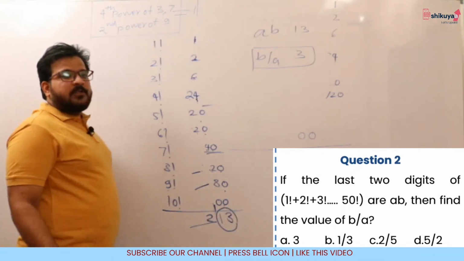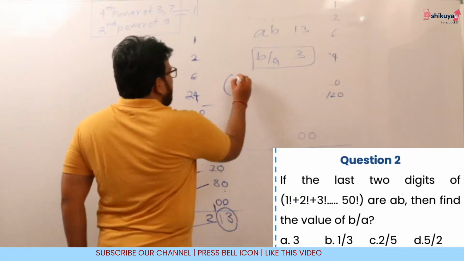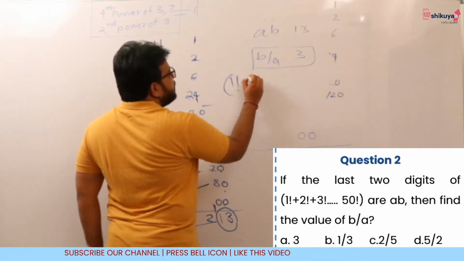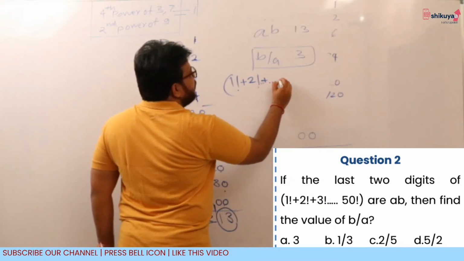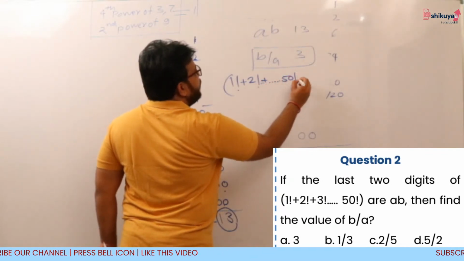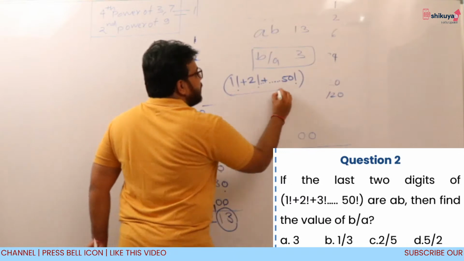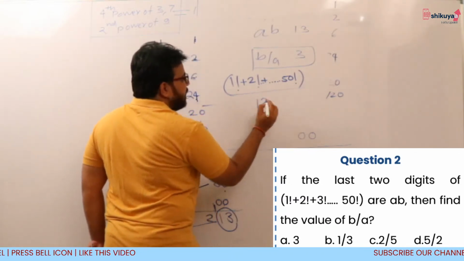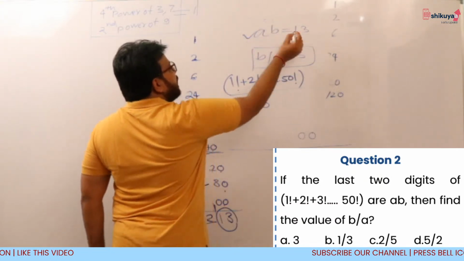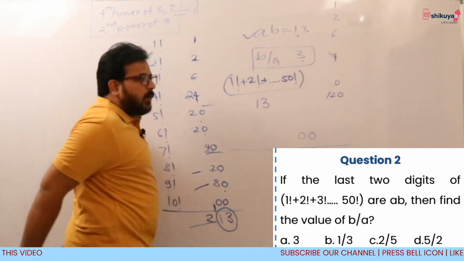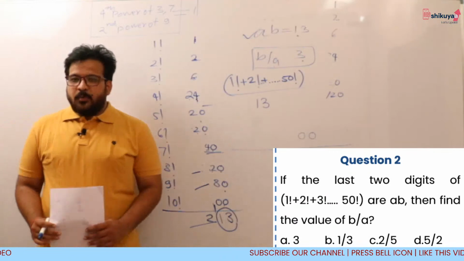So Ajay sir, please bring the problem on the screen. So 1 factorial plus 2 factorial plus, when we go till 50 factorial, the last two digits of this sum is 13. That is, according to the problem, AB is 13. So B upon A is 3. I hope everybody has understood the problem.